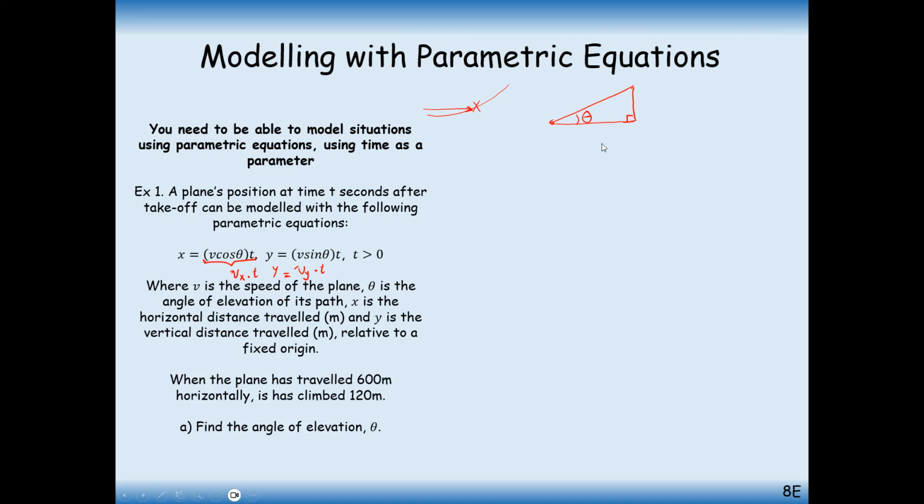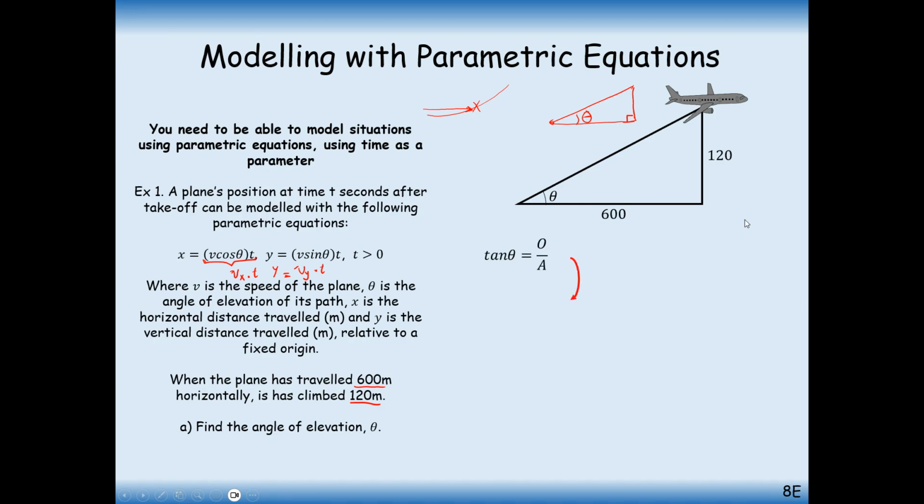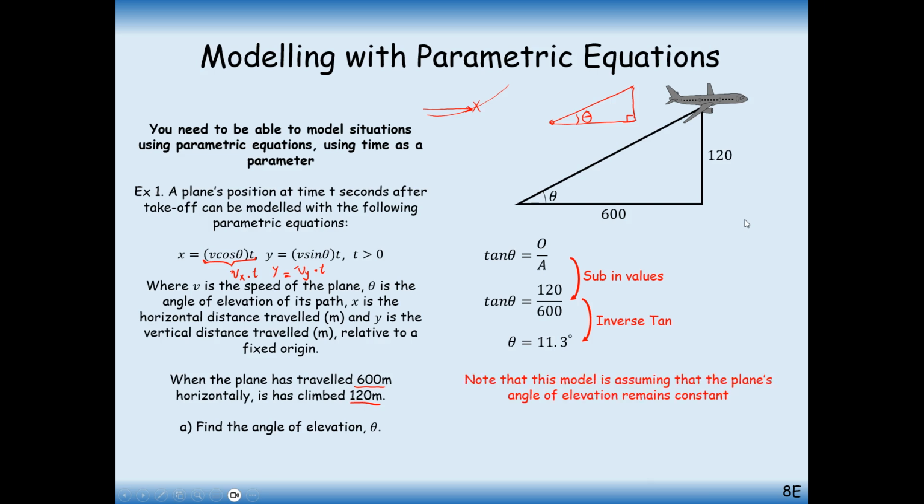Okay, so from the fact that the x and y coordinates are given to us here, 600 and 120, we can calculate the angle of elevation. So let's do that first. That's simply opposite over adjacent of the triangle, where we take the tan inverse of 120 over 600, and we find our angle of elevation to be 11.3 degrees.